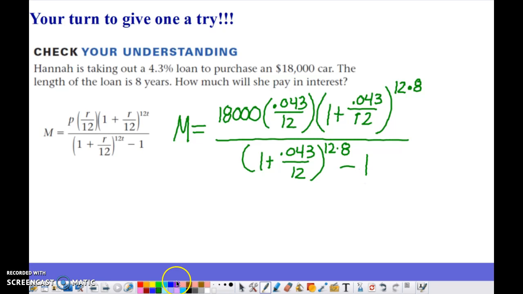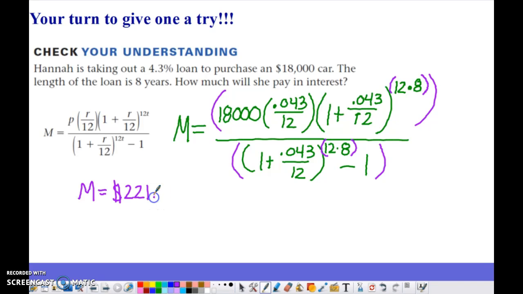Again, if I'm plugging this into my calculator, I'm going to make sure to put my entire numerator in parentheses, my entire denominator. If you're going to get some sort of error on your calculator, it's something to do with your parentheses more than likely. So make sure that if you have a starting parentheses, you also have a closing parentheses. So when you plug that into your calculator for your monthly payments, you should have gotten $221.93. Again, that's your monthly payments.